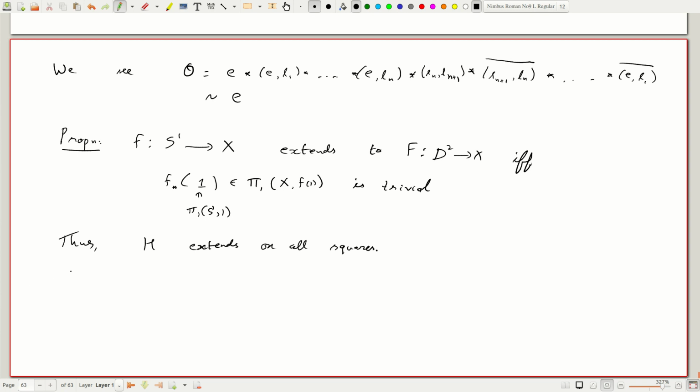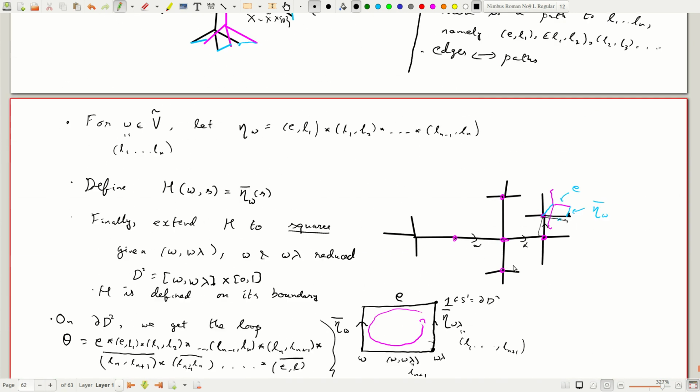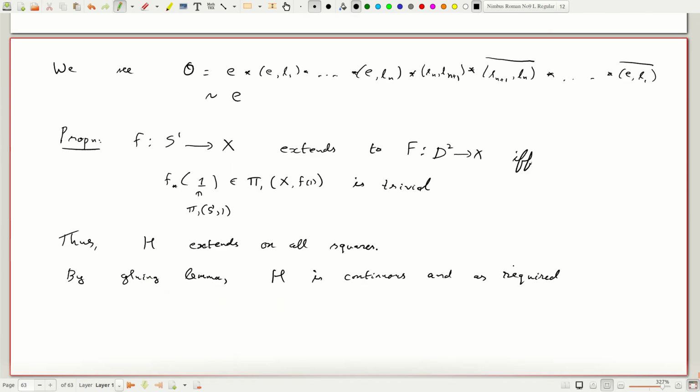Okay, so by the gluing lemma, because we have defined it on all squares and it coincides with the previously defined continuous function, by the gluing lemma from set topology, H is continuous. Okay, and as required. So what we have managed to prove is that the identity map is homotopy equivalent to the constant map. That is, we deformation retract, fixing the constant. So the space itself deformation retracts to a single point.